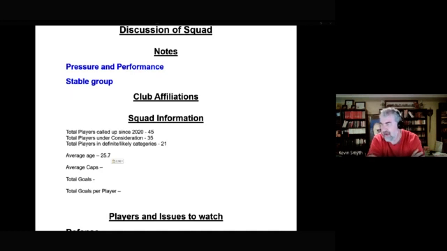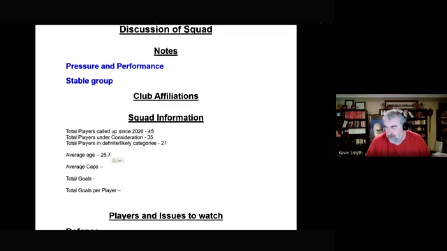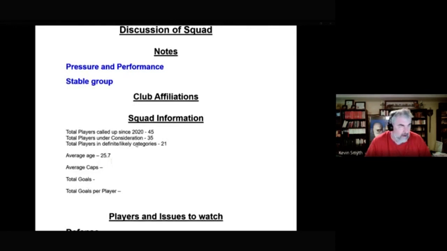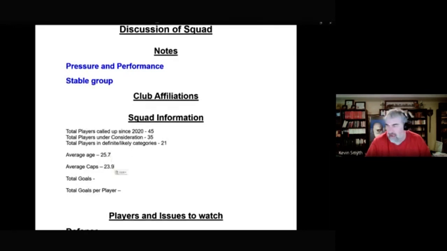That is Jude Bellingham, but we do have 7 players who are 22 years old or younger. So that kind of accounts for them being slightly younger than most teams, but it's not really significant. In terms of average cap per player, they have 23.9, so about 24 caps per player.